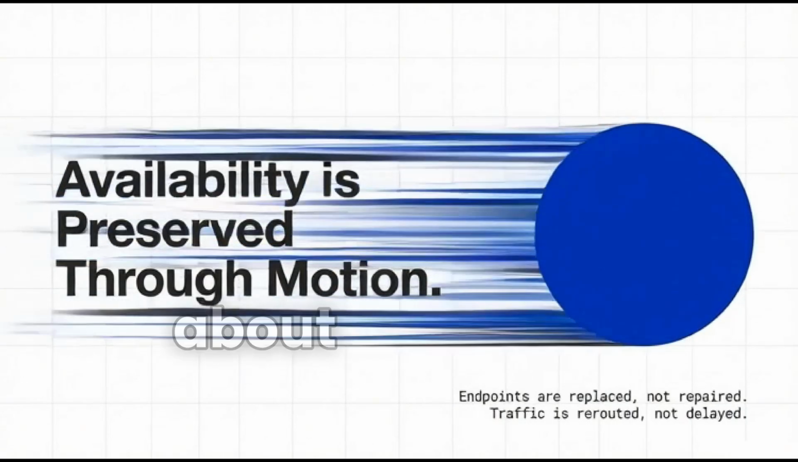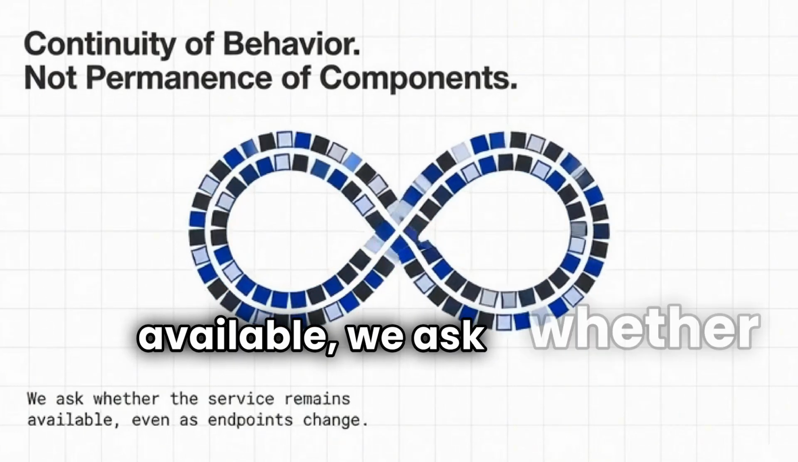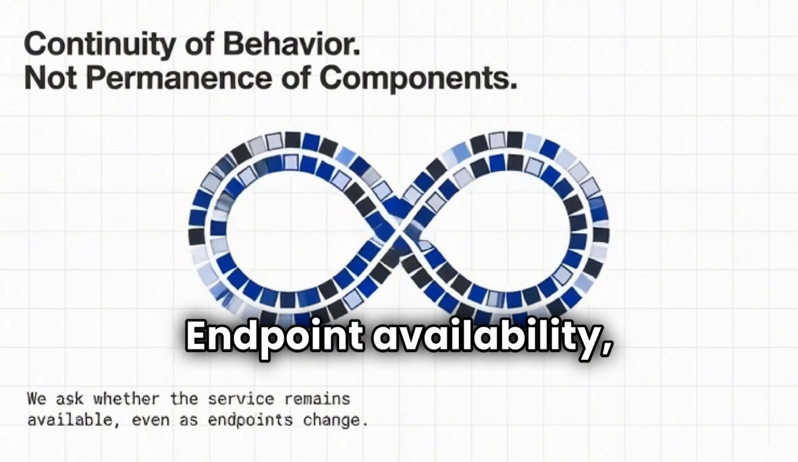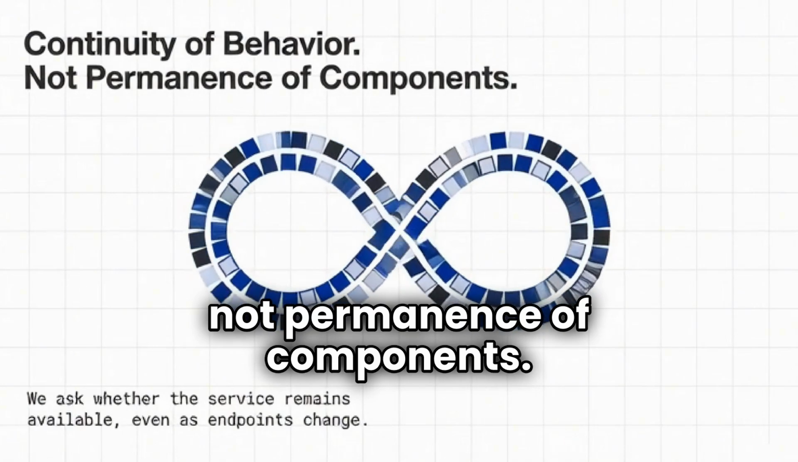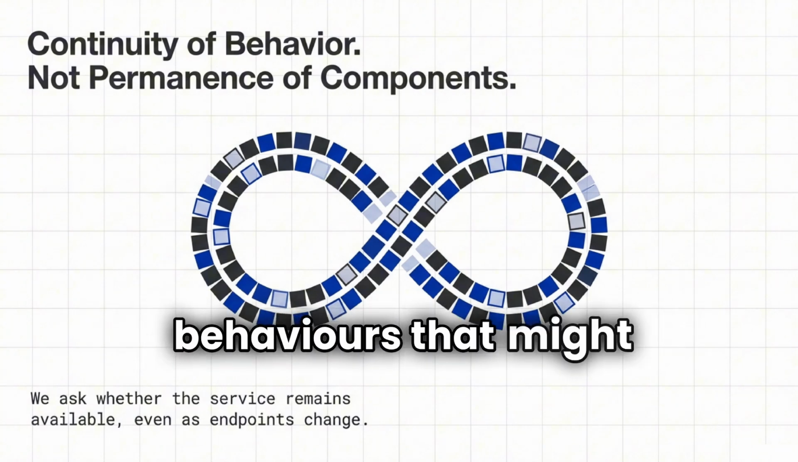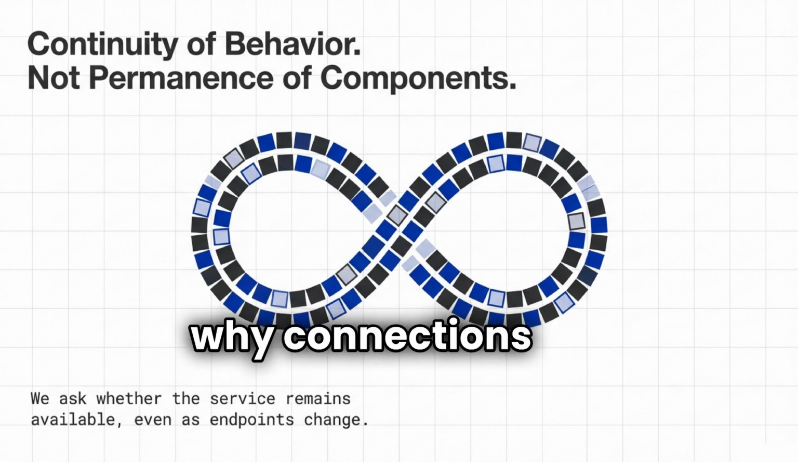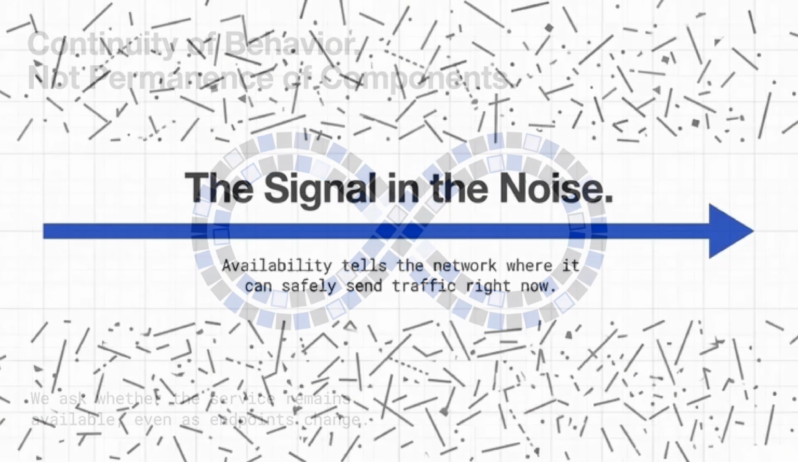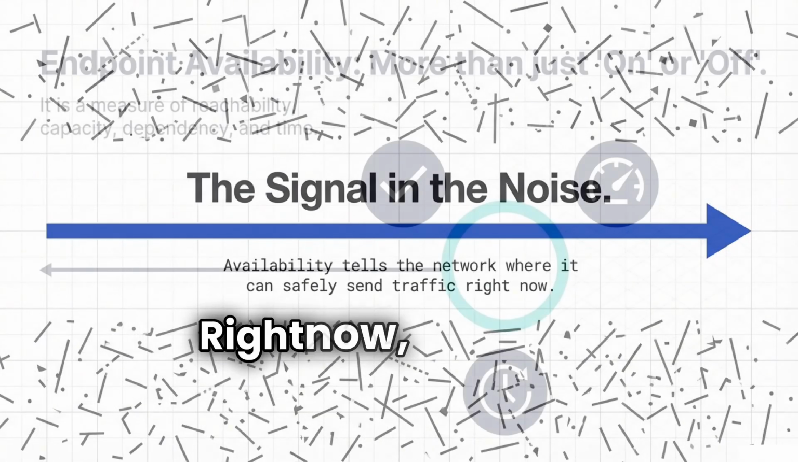This changes how we think about networks. Instead of asking whether a specific endpoint is always available, we ask whether the service remains available as endpoints change. Endpoint availability, in this sense, is about continuity of behavior, not permanence of components. Understanding endpoint availability helps explain many network behaviors that might otherwise seem confusing. Why traffic suddenly shifts. Why connections are dropped and retried. Why systems prioritize some endpoints over others. Availability is the signal that tells the network where it can safely send traffic right now.